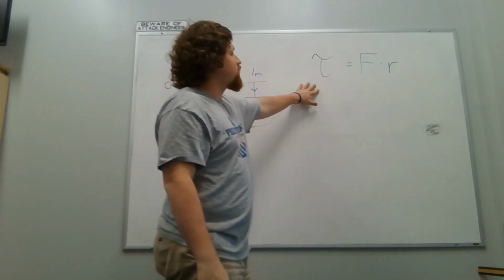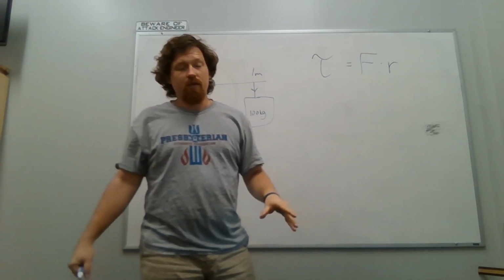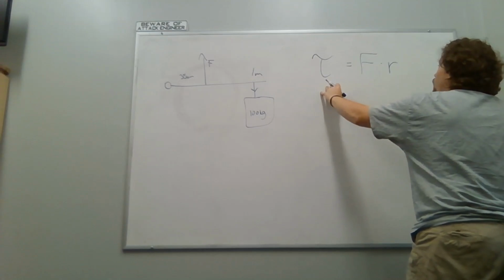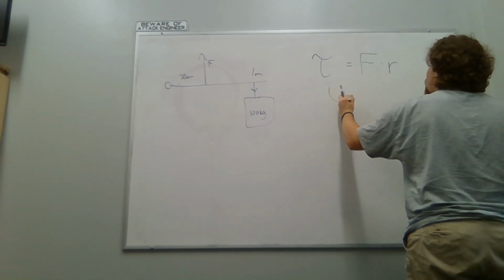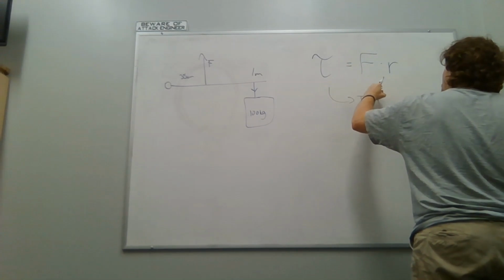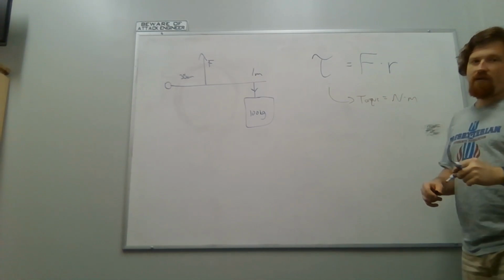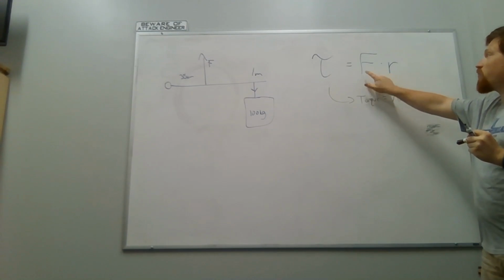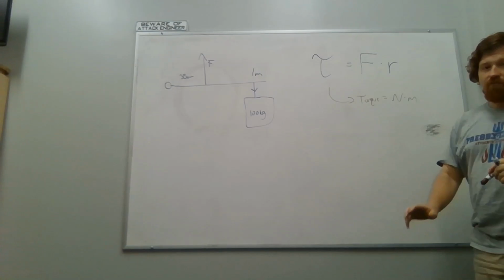So, torque depends on the force you apply and the radius that force is applied from the fulcrum. This is the symbol for torque. It's the Greek letter tau. And something to be aware of, torque is measured in units called newtons times meters. It's newtons times meters because to find torque, we multiplied newtons by meters. And that's just the unit for torque.